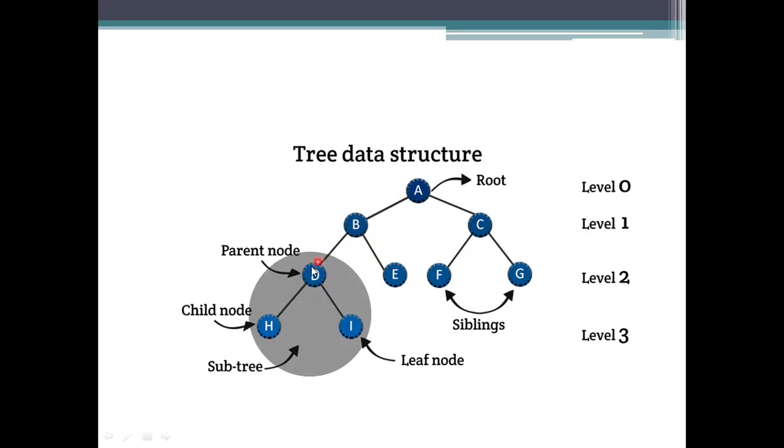Coming to the predecessor and successor, the predecessor of H is D, and there is no successor to it. D has a predecessor and successors: the predecessor is B, and the successors are H and I. A won't have any predecessor because it's the root node. The successors of A are B and C.